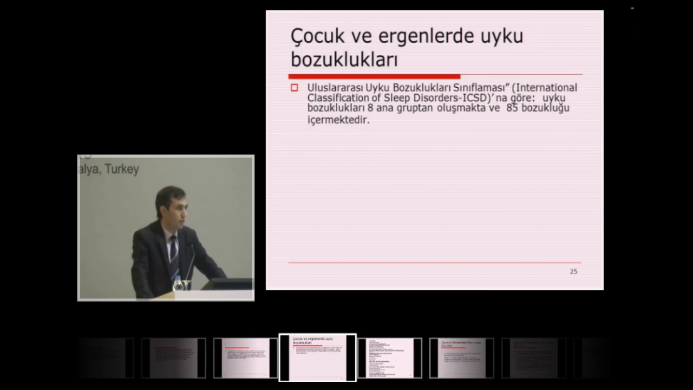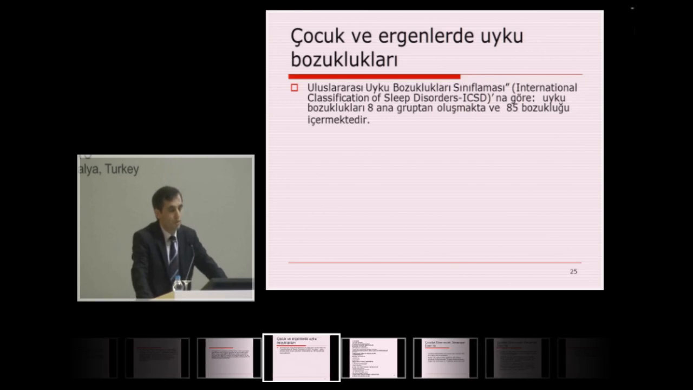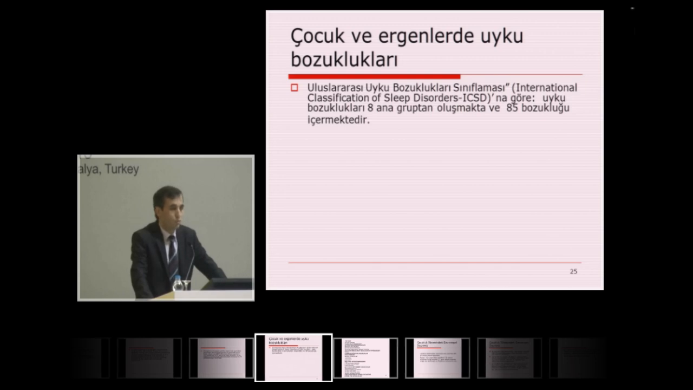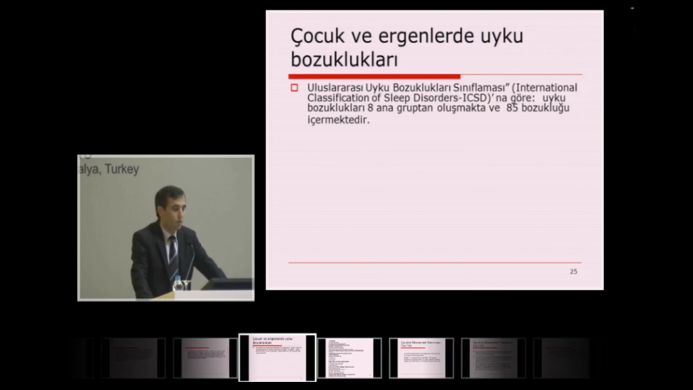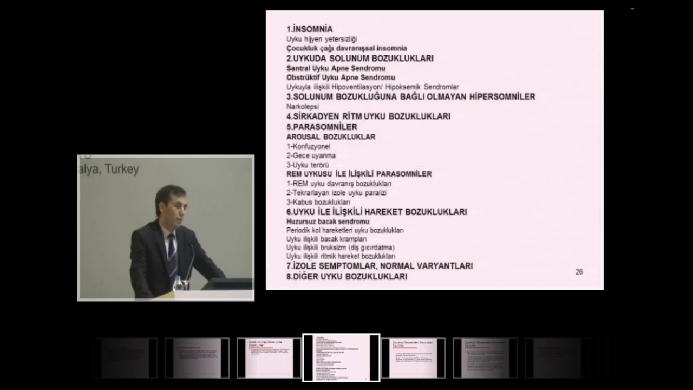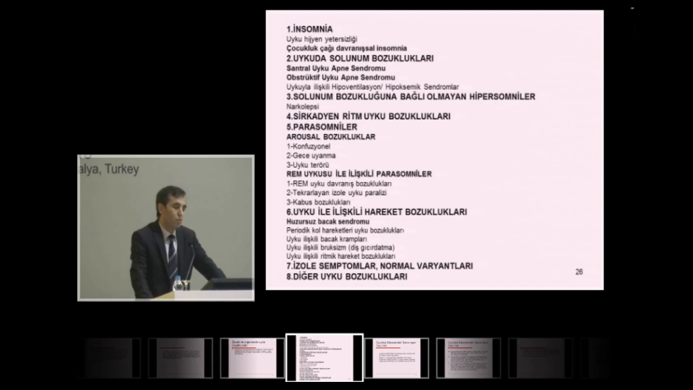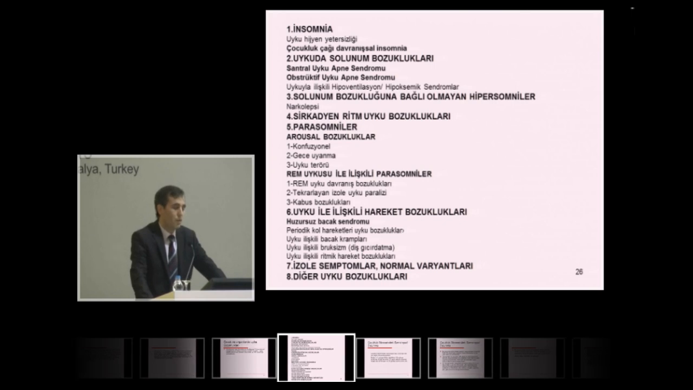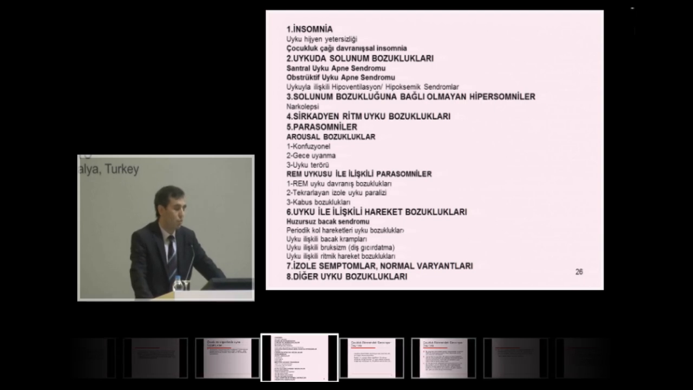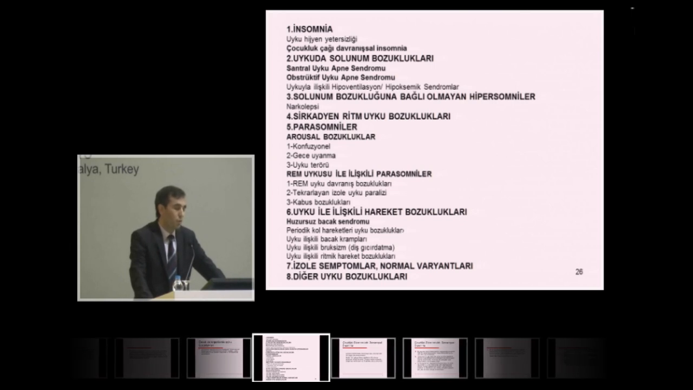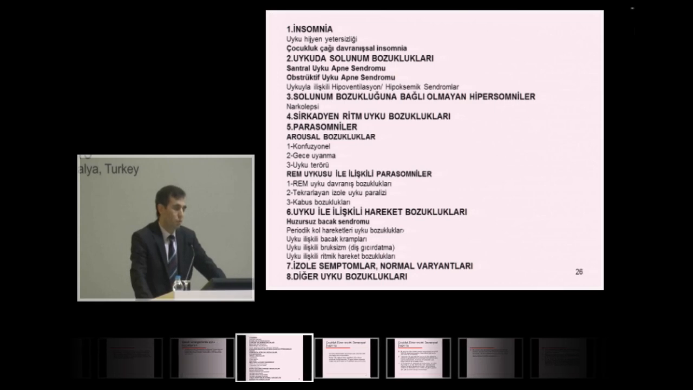The International Classification of Sleep Disorders suggests that there are 8 main groups comprising 85 disorders which are not included in the DSM. So according to ICSD, there are 85 disorders, as I said before. In summary, you can see on the slide: insomnia, respiratory problems during sleep, hypersomnia due to non-respiratory reasons, circadian rhythm disorders, parasomnias, sleep-related movement disorders, normal variants, isolated symptoms, and other sleep disorders.